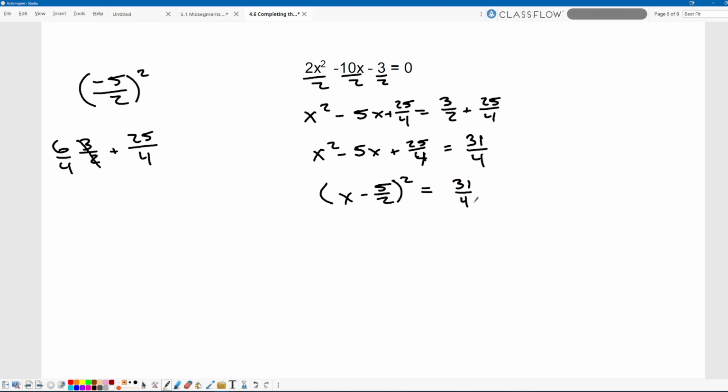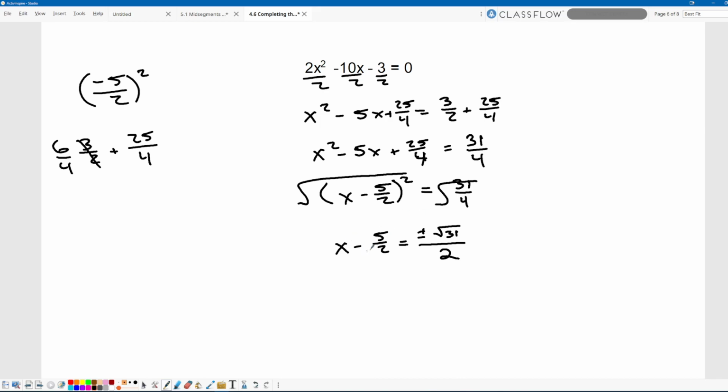So now that I've factored the left side, I can take the square root of both sides. When we take the square root of both sides of our equation, what's going to happen is the left side is x minus 5 halves. The right side, the square root of 31 is just going to be the square root of 31. There's nothing I can do, so plus or minus the square root of 31. This 4, the square root of 4 is 2. So I'm just going to write that as plus or minus the square root of 31 over 2.